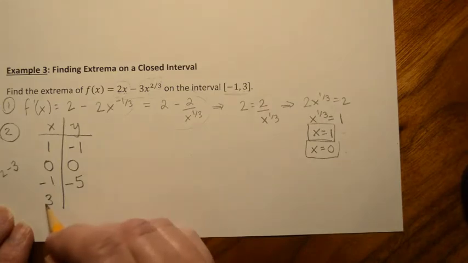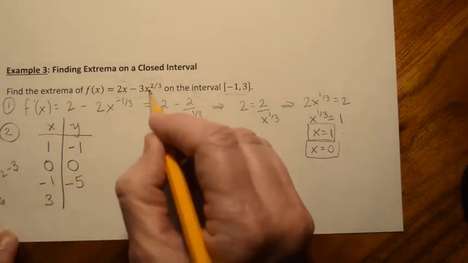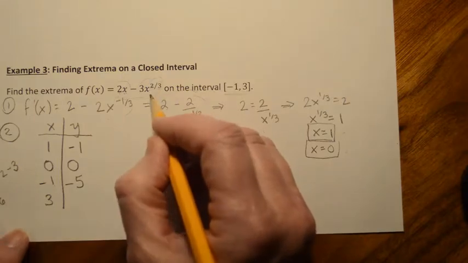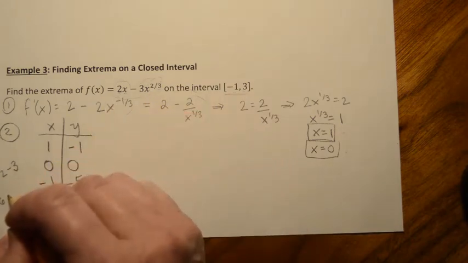And then I put in 3. So 2 times 3 is going to give me 6. The cube root of 3 squared, so it's going to be the cube root of 9 times 3.